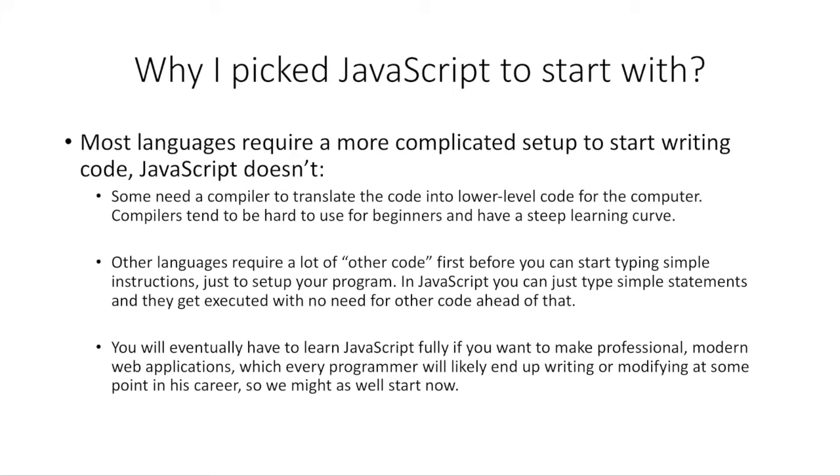Why did I pick JavaScript? People were asking this question in the last video. Because JavaScript requires a very simple setup to start writing code. It doesn't require you to use a compiler, which, as we went over, is this program that translates your code into lower level machine code for the computer. And compilers tend to be hard to use the first time you deal with them. And so that's something that I try not to have beginners use.